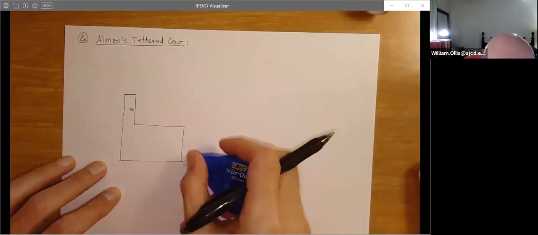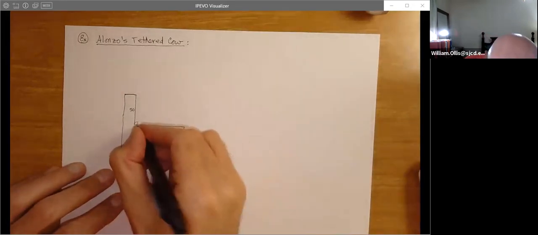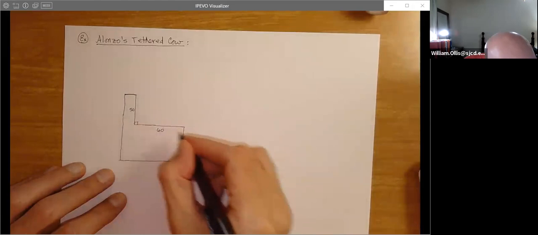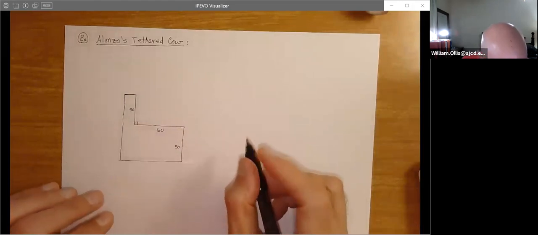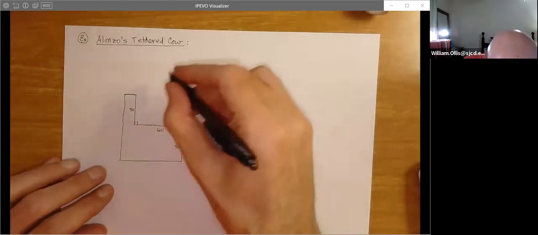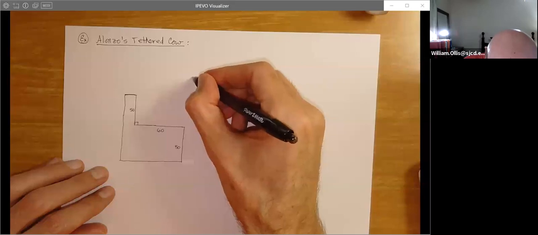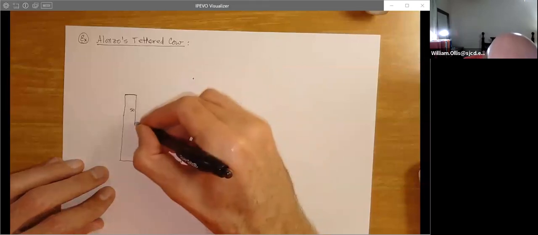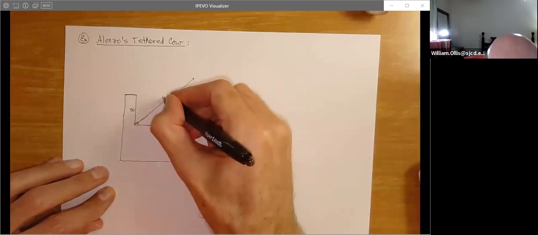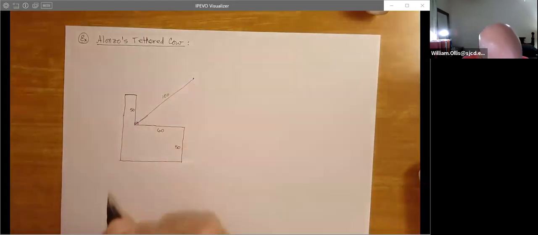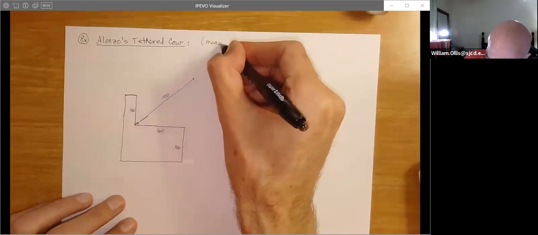So I'll just trim this off a little bit. This dimension here is a right angle. We have 60, and here we have another 50, again not to scale, clearly. And then we've got the tethered cow. If the rope were extended, this would give a distance of 100. All of these, ladies and gentlemen, are measurements in feet.